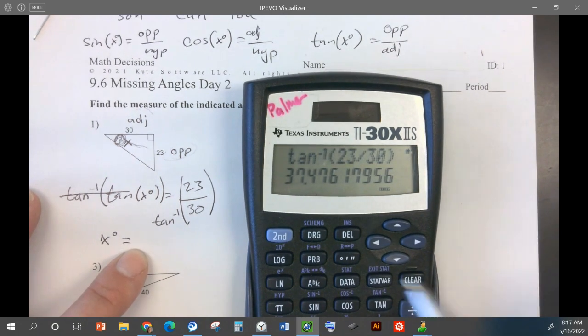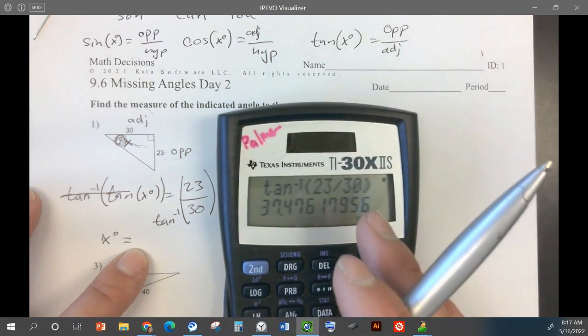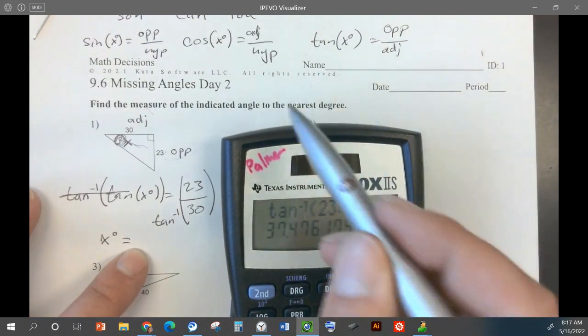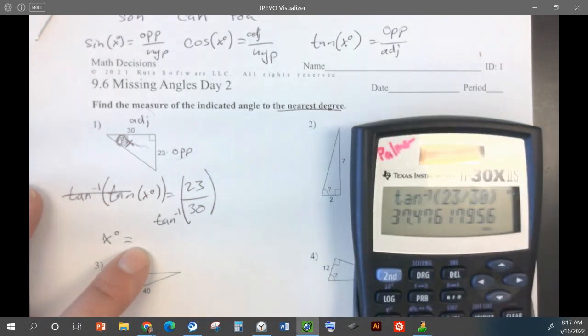Then we get 37. And like last time, we're going to round to the nearest degree. It says nearest degree up here. So we're going to look at the first decimal place. It's a 4. That's less than 5. So we're going to round down to just 37 degrees.